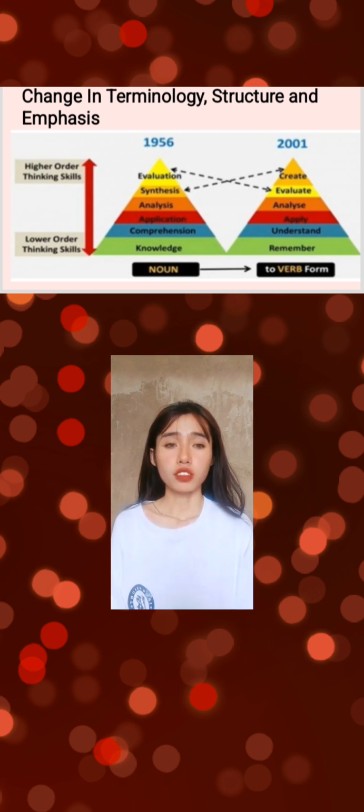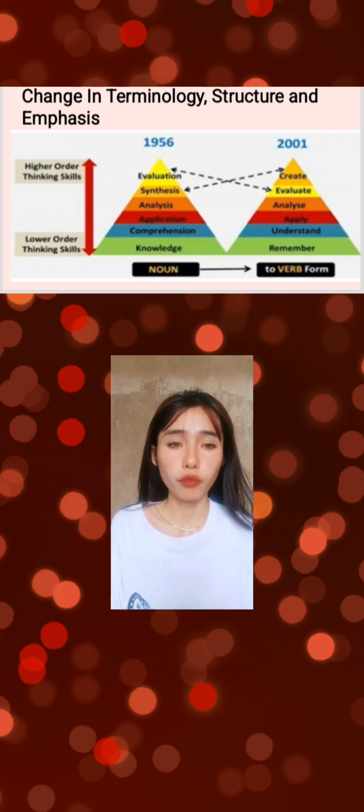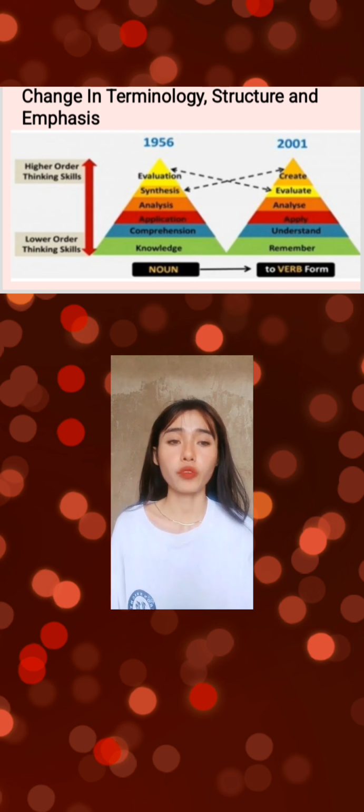The first is knowledge. This is the most basic level, focusing on recalling facts, definitions, and basic concepts. It involves remembering information without necessarily understanding its meaning or implication. The second is comprehension. This level involves understanding the meaning of information, interpreting and being able to explain it in one's own words. Students at this level can summarize, paraphrase, and translate information.